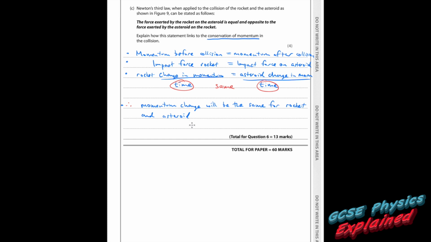So there we go. That's a bit of a stinker, that question. I have saw it a few times over the years. It's usually badly answered by students because it's quite tricky to remember all of this information.